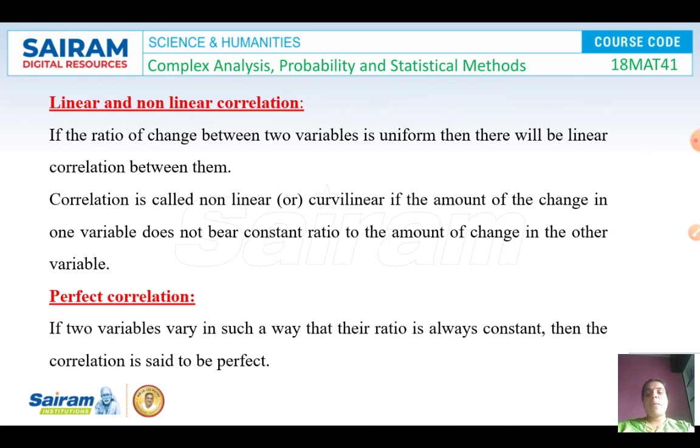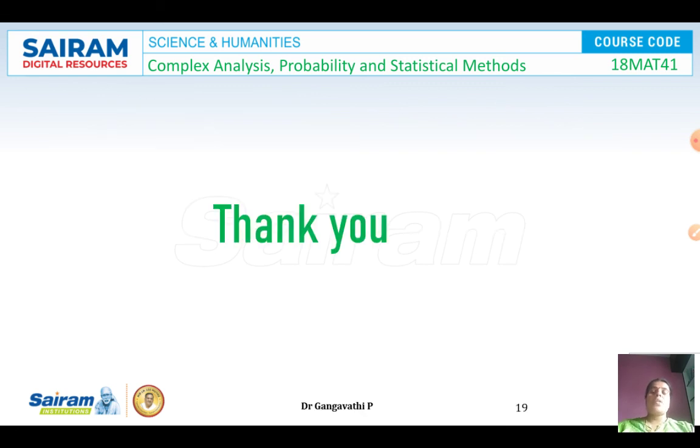Another one is perfect correlation. If the ratio between the two variables is constant throughout, then such a correlation is called perfect correlation. So this is about the concepts of correlation as well as the basic concepts of statistics. I guess you all have studied these things except the correlation part. So try to remember all these things so that you can solve the problems in a better way. Thank you all.